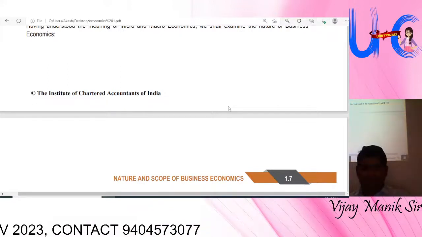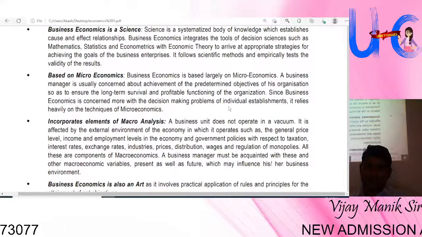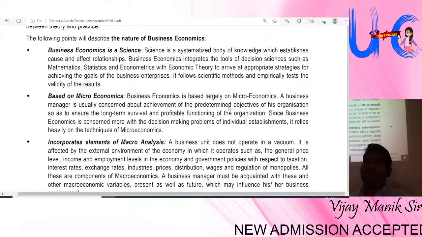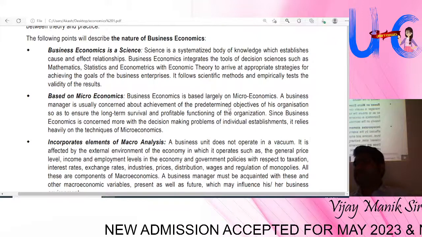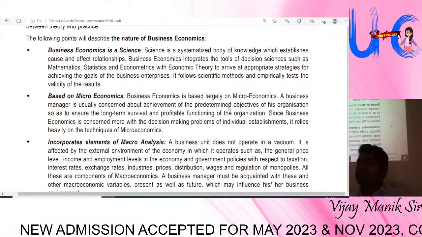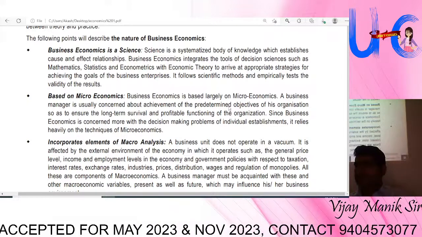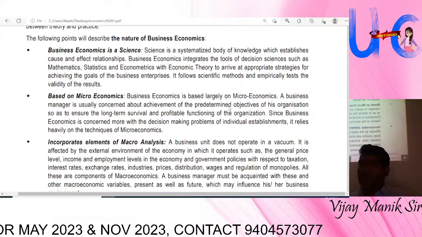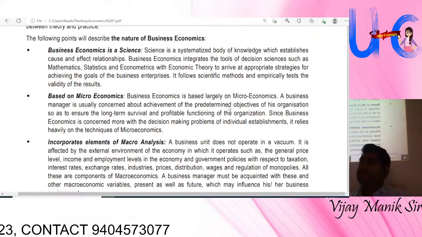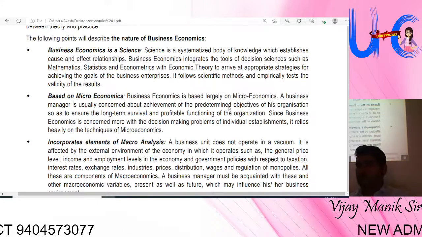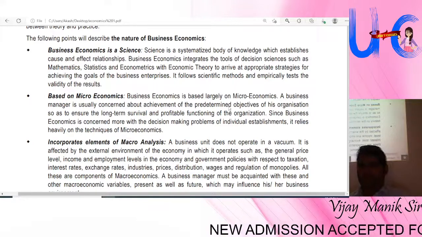Okay, if you have any problem, just ask me. You know very well why we call it science. Business economics is a science. Why is it science? Very simple, because it believes in practical. Okay, the notions, the hypothetical ideas are there in traditional economics, but business economics implements those ideas and makes sure whether it works or not. That's why it is called science. Is that clear?